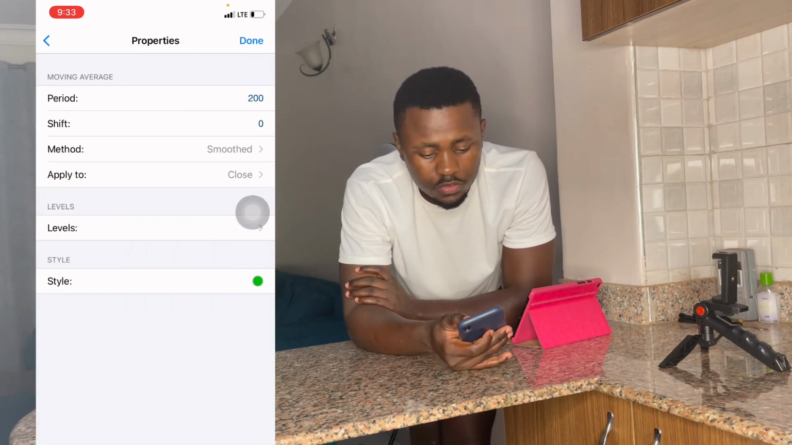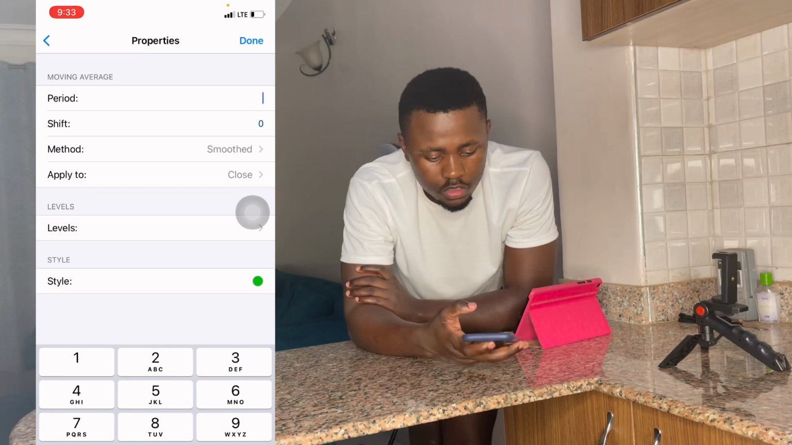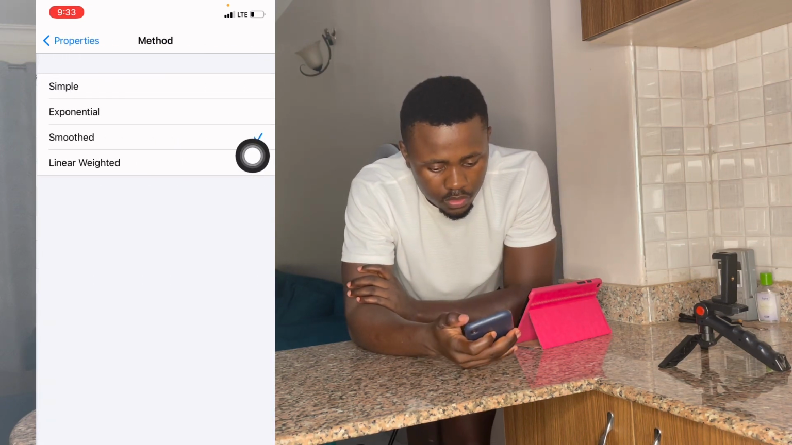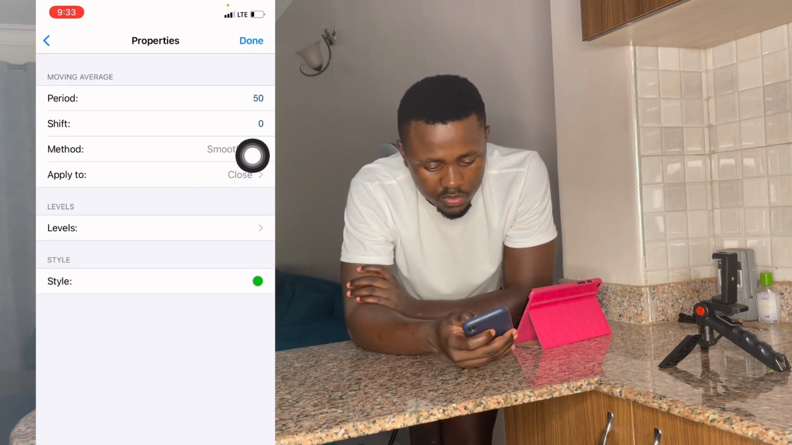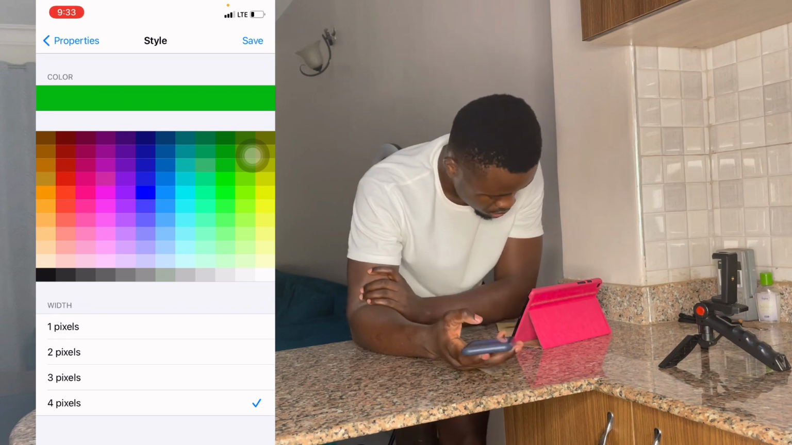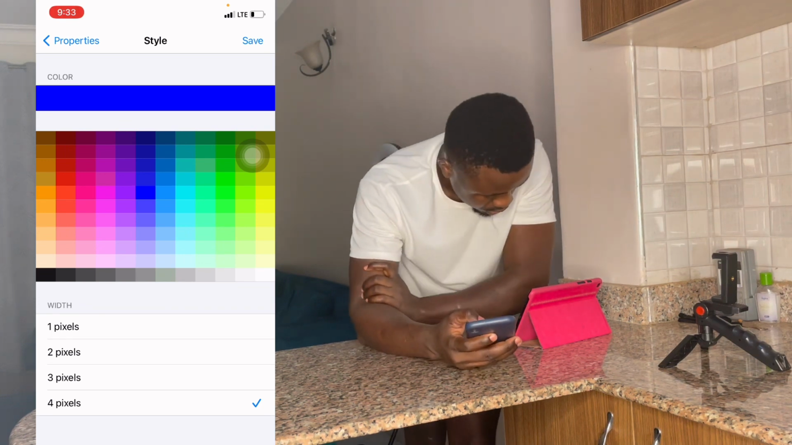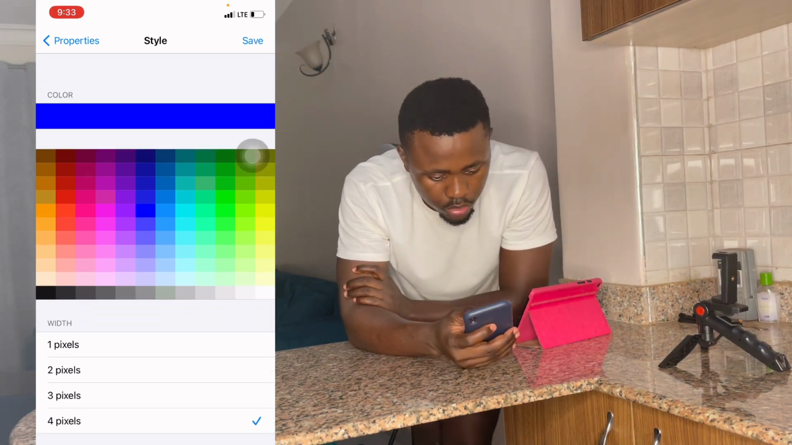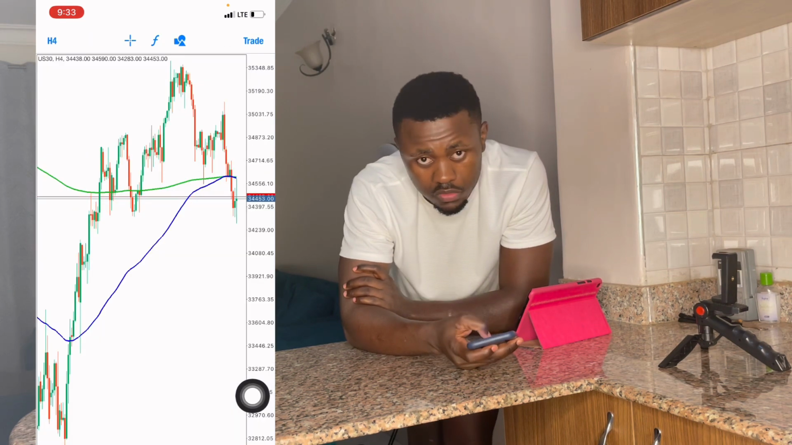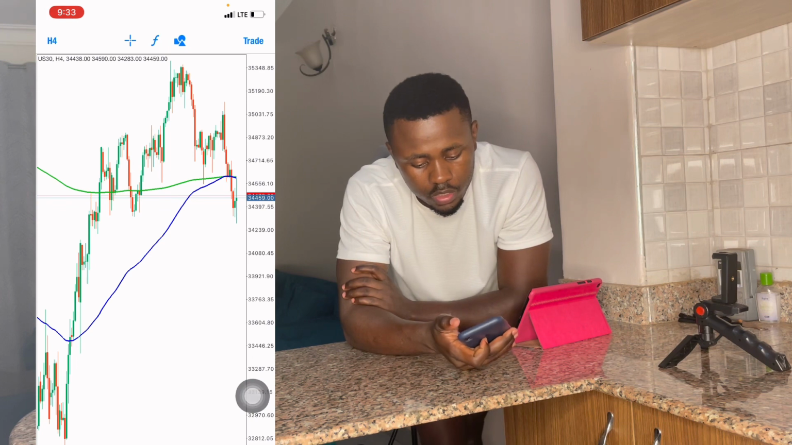Then again come back here and choose another moving average. This one I'm going to make 50. The method is also smoothed moving average. The color is going to be blue, just like this. Then for pixels, you leave it on 4 so you're able to see it very well, just like this.